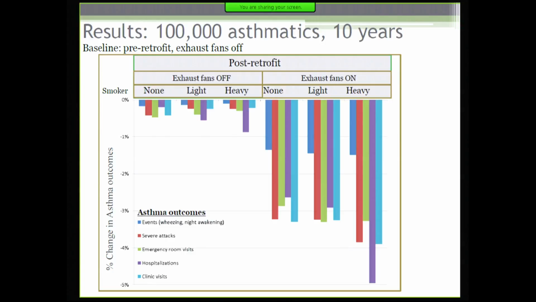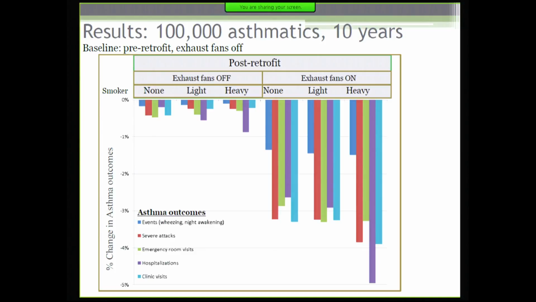But then what these results showed, this is asthma outcomes, and on the y-axis you have the change in asthma outcomes compared to the baseline. The baseline was pre-deep energy retrofit, so pre-weatherization, and with the exhaust fans off. So if you look at those first three sets of columns, it's post-retrofit, so after the weatherization, still not using the exhaust fans, and then across three categories of smokers: none, light, and heavy. And you can see that there's reductions in asthma outcomes no matter what category anybody was in.